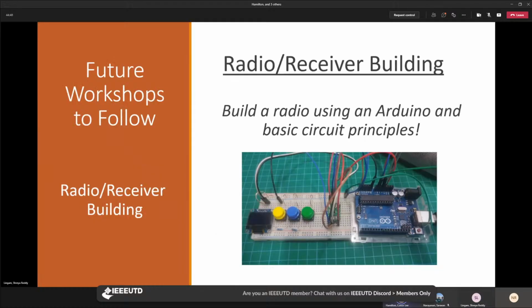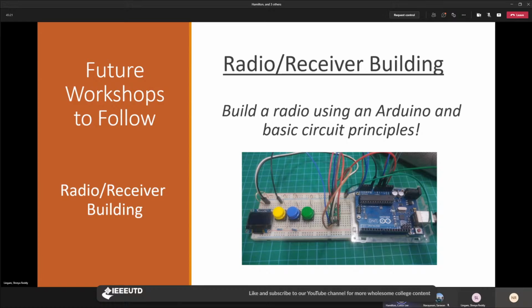So if we go to the next slide, one of the first ones would be a radio receiver building workshop. So basically in technical committee, a lot of times what we do is we set up a technical workshop where you guys can use Arduino, and you can use pretty basic components that you've learned in class, and you can create something. So this would be using an Arduino, some knobs, and an LCD display, and we'd be able to create a radio. Pretty basic, but a lot of fun.